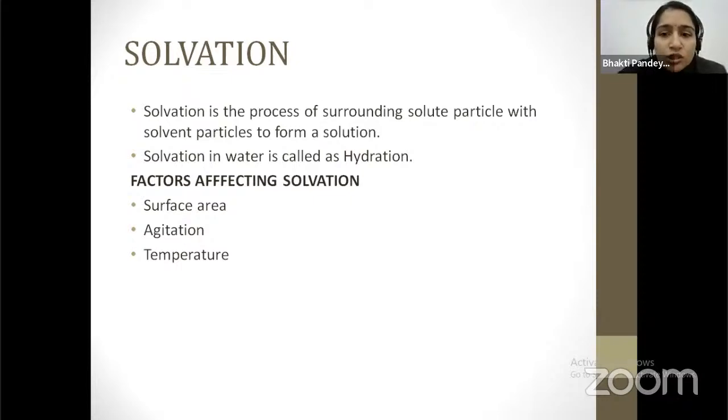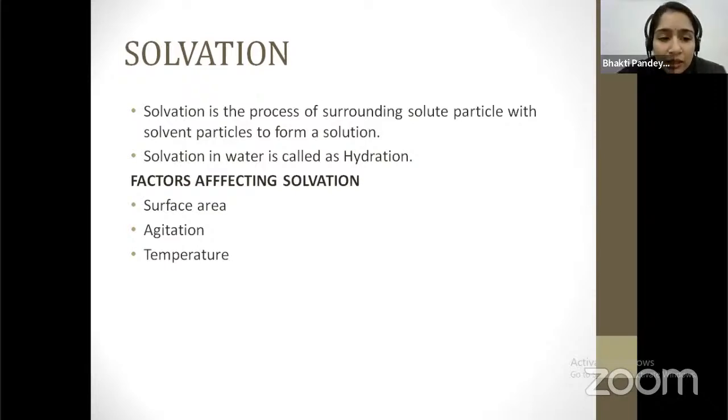When the solvation occurs with water, it is called hydration. Then there are some factors which can affect the solvation of a drug, which are surface area, agitation, and temperature. So, how can surface area affect the solvation? As we know, the greater the surface area, the more the solvation.